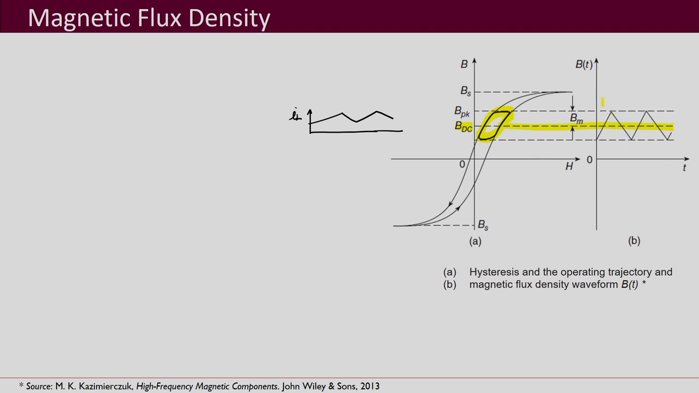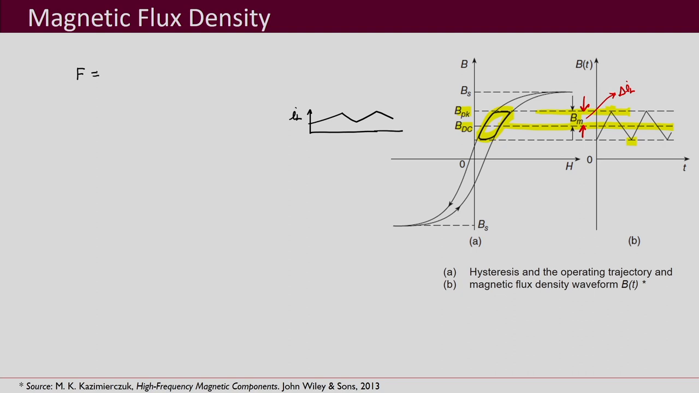We can also draw a flux density versus time curve, and that will be something similar to your inductor current waveform. So here first it increases and it reaches to the peak value, that is your B peak, and then it comes down and it reduces to the lower value, and the average of this, as I said, is your BDC. And in between these, this part is your BM, the AC part of it, or you can say that it is that part which is associated with your delta IL.